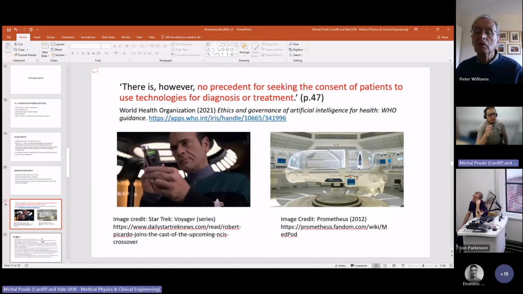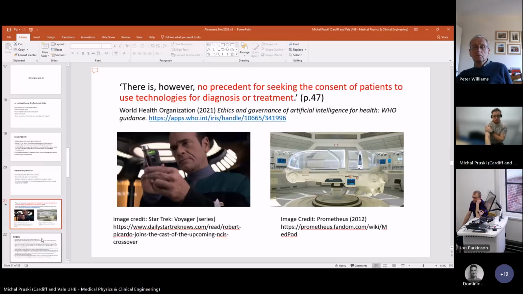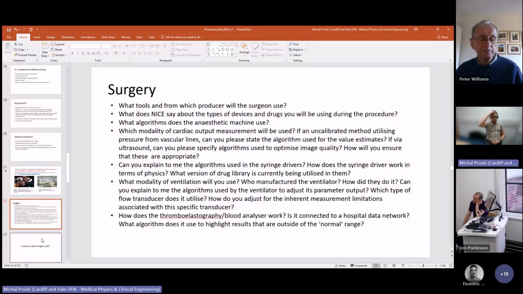Now, one of the claims of the WHO was that there was no precedent for seeking consent of patients to the use of technologies for diagnosis or treatment. Now, if we're talking about something like the Doctor from Star Trek Voyager using a sophisticated piece of technology, or the surgical pod from Prometheus, then perhaps not. But actually, we seek consent from patients to the use of diagnosis or treatment processes that involve technologies all the time. So think about surgery.